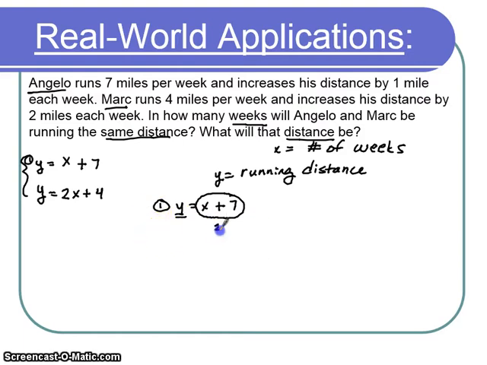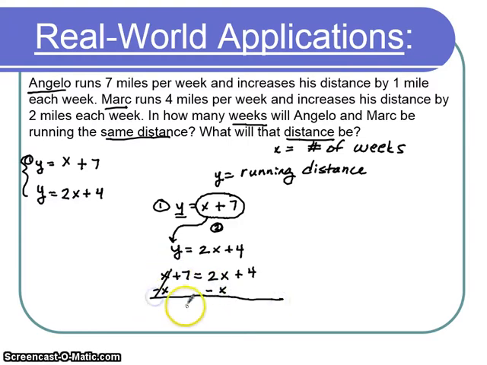Now, step 2 is to take that value and substitute it into the other equation. So y is equal to 2x plus 4, always making sure you're using different equations. So I'm going to substitute this in here for y. So I have x plus 7 instead of y is equal to 2x plus 4. I have like terms on opposite sides, so I'll take away x from each side. I have 7 equals x plus 4, or 1x plus 4. Subtract 4 from each side, and I have 3 is equal to x.